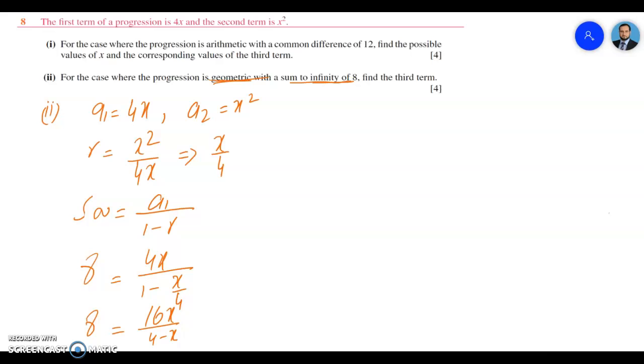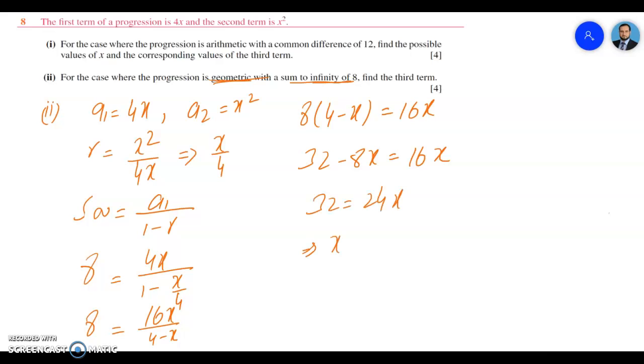If we cross multiply, 8 times 4 minus x is equal to 16x. 32 minus 8x is equal to 16x. So 32 is equal to 24x, which means x is equal to 32 by 24, or 4 by 3.